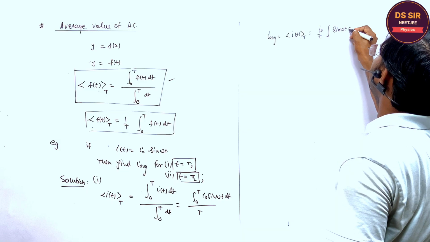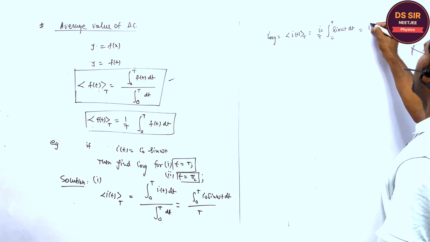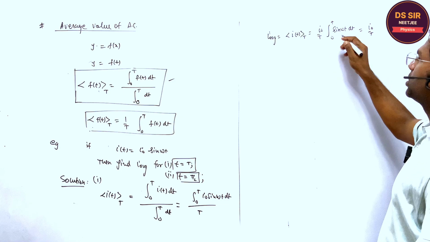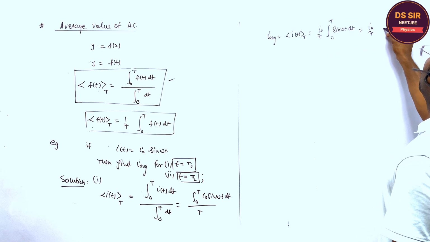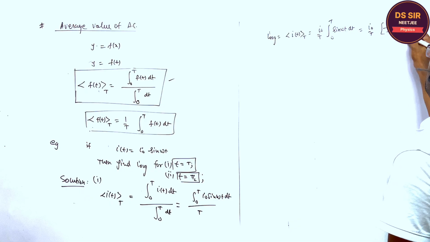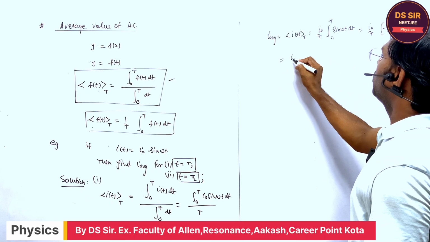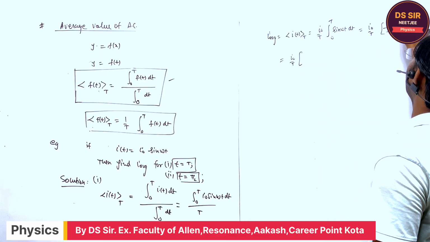This is the integral of sin omega t dt from 0 to T. Is it clear? So this is I naught upon T. What is the integration of sin omega t? You tell. Minus cos omega t divided by omega, from 0 to T. Is it clear?